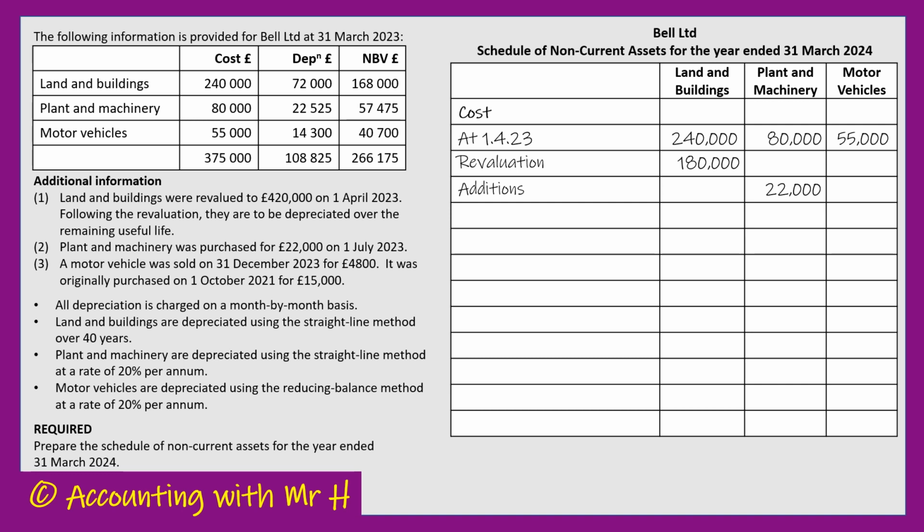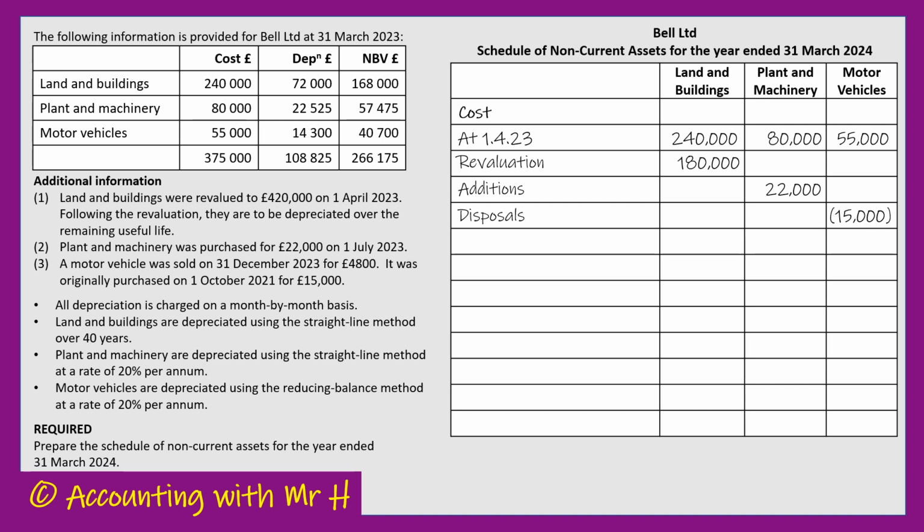And then finally, I'm looking at item 3, which was the disposal. A motor vehicle was sold on the 31st of December for £4,800. It was originally purchased on the 1st of October 21 for £15,000. Remember, the section I'm doing at the moment is just looking at the cost. So I don't want to know what it was sold for. What I want to know is what was the original cost. And it tells me that was the £15,000 figure. So I'm going to have then disposals, and I'm taking out of that motor vehicle column £15,000.